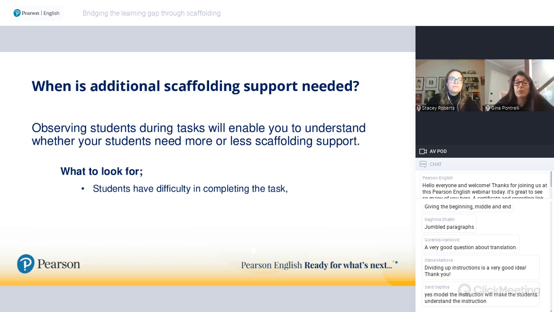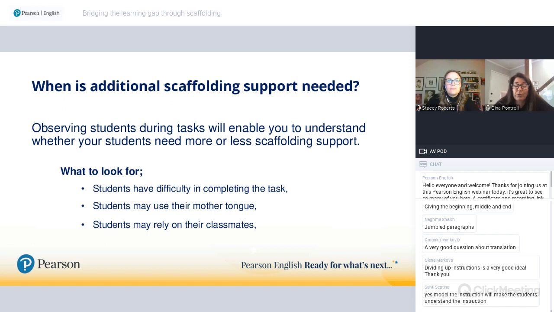You're looking for whether students have difficulty in completing the task. They might not even know what they have to do to get started. You're looking for students that might be using their mother tongue. You're looking for students as they may rely on their classmates to know what to do. And some students may need more time to complete the task, or they may not complete the task at all.